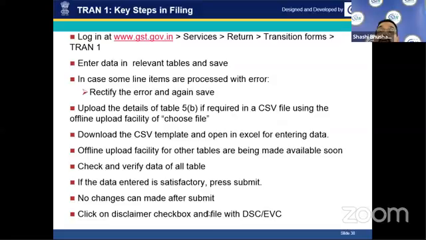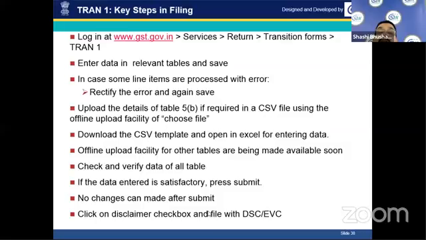You may not see the type of error that is there. For that you have to scroll and see the full line to see what is the error. But you should always remember that you should not submit TRAN1 and file it if there are items processed with error. You have to first rectify those errors, see that all the line items that you want to declare are successfully saved. Then only you should file TRAN1. Otherwise, you will not get credit of those line items. Now, I will again come back on this issue.